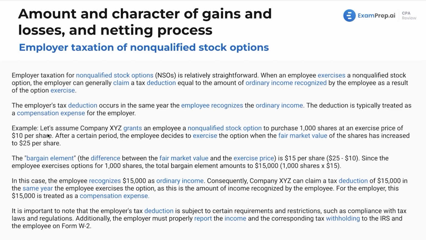For example, let's assume that company XYZ grants an employee a non-qualified stock option to purchase 1,000 shares at an exercise price of $10 per share. After a certain period, the employee decides to exercise the option when the fair market value of the shares has increased to $25 per share. Now let's talk about the bargain element. That is the difference between the fair market value and exercise price.